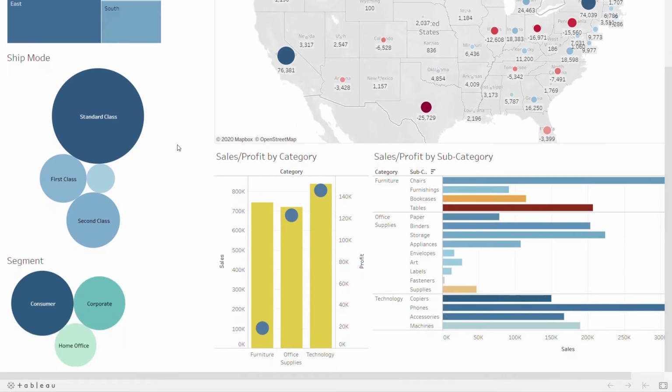So in ship mode and segment, we have the same rules: the size depicts the sales. We can see standard class sales, then second class, then first, and then comes the same day ship mode. While the color depicts the profit, we can say clearly that standard class is giving us the most profit, while in the segment we can see the consumer segment is giving us the most sales and profit.